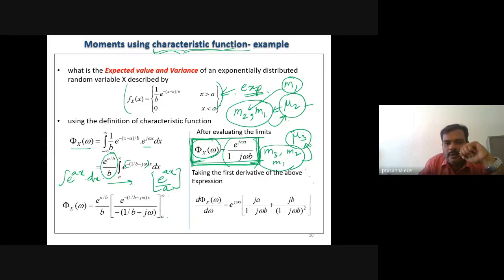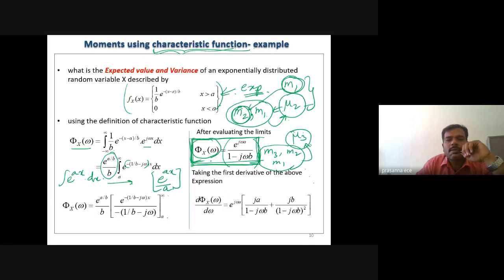Now we know this is our characteristic function, e power j omega a divided by 1 minus j omega b. So this is our characteristic function. What we need actually is m1 and m2. That is what we are asked to find out: these two parameters, m1 and mu2. First we want m1 and then m2. m1 and m2 can be combined to form mu2.